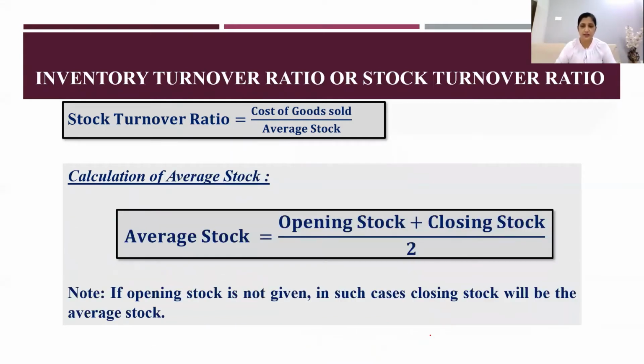Next is average stock. As you all know, whenever we say average, it is opening stock plus closing stock divided by 2. If opening stock is not there, then it is directly closing stock divided by 2.